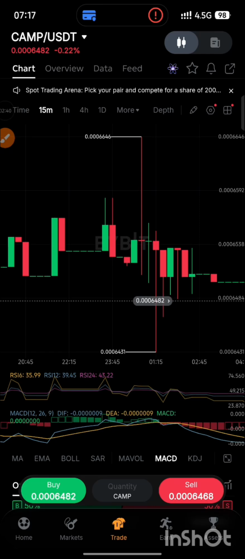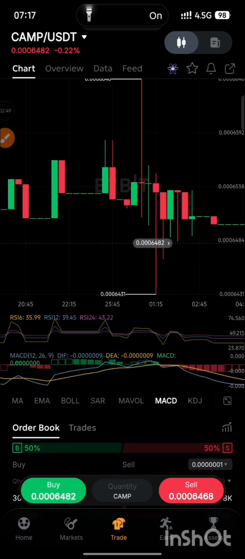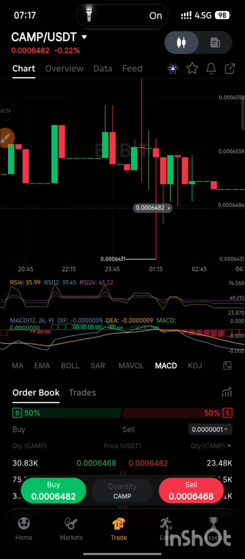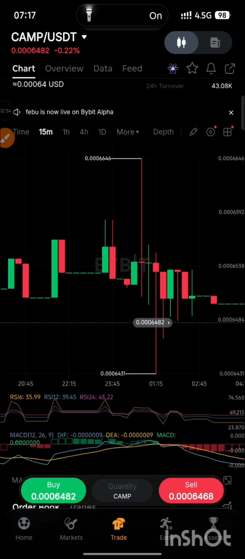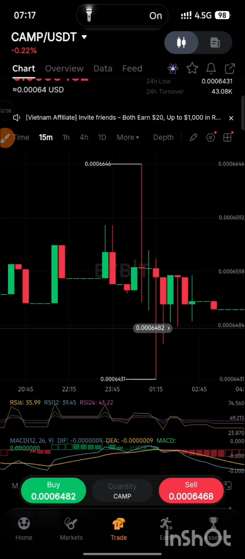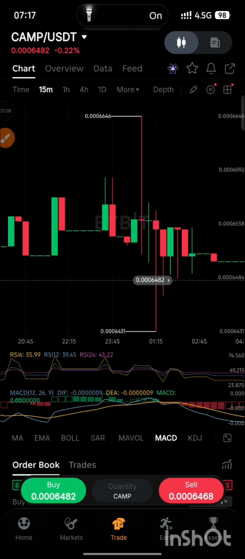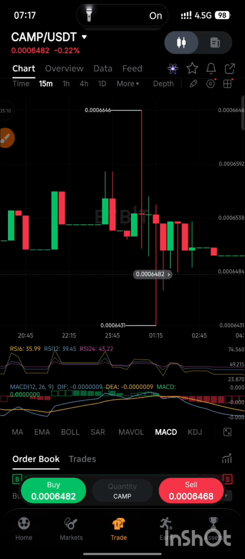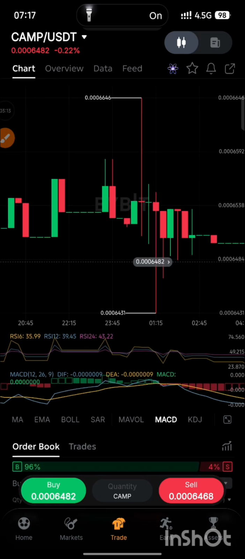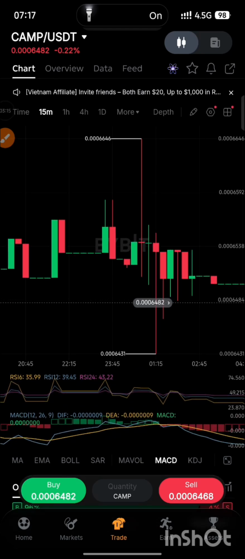So with this now we'll look at what is exactly the resistance. Resistance is actually an area where sellers are stepping in. You see the difference. The support is where buyers are stepping in, and the resistance is where buyers are going out.